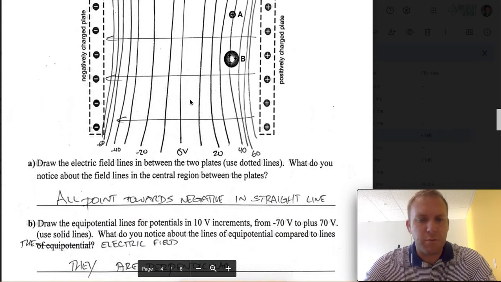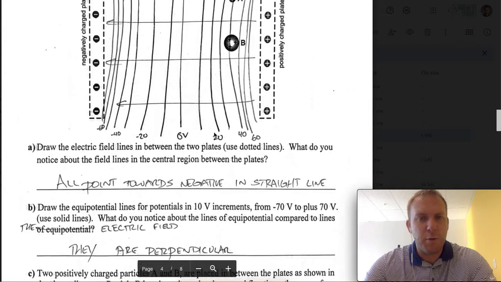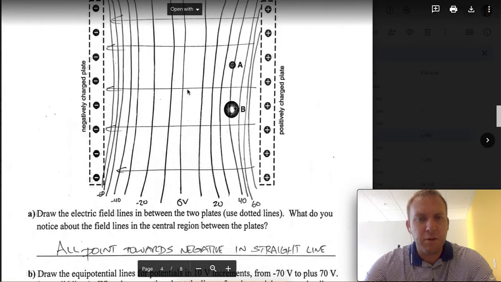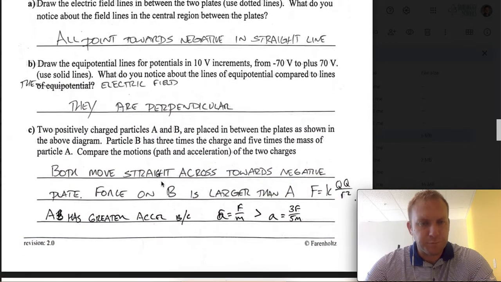So the field points towards the negative, and the equal potential lines, the big thing is that they are perpendicular. So the electric field and the equal potential lines are perpendicular to each other. So they should always be perpendicular. And they might not be drawn perfectly here, but they should be perpendicular to each other at all places.